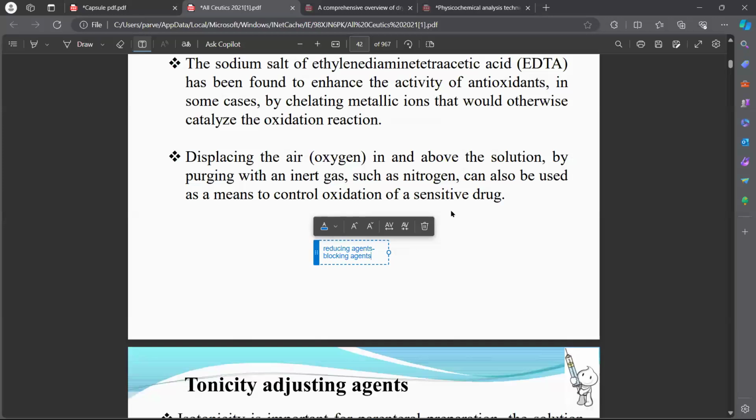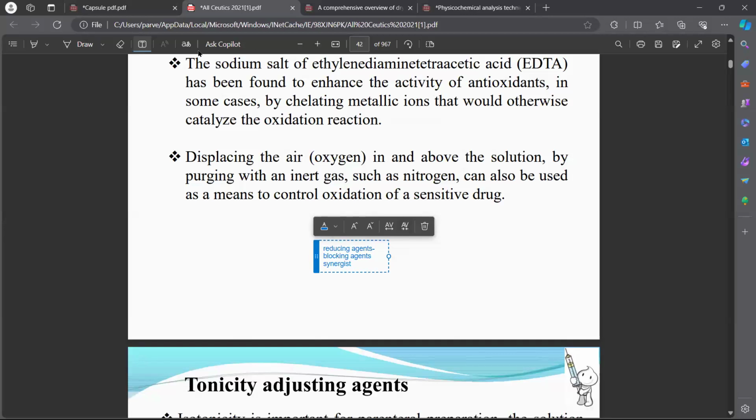Next, synergists. What are the examples of synergists? Citric acid, phosphoric acid, tartaric acid, etc. Next, chelating agent, most popularly known as EDTA.